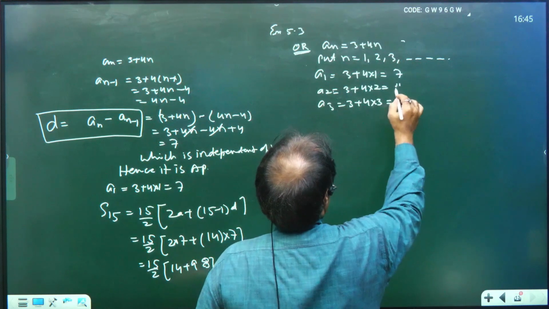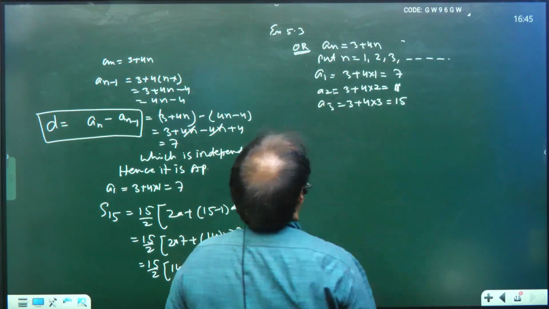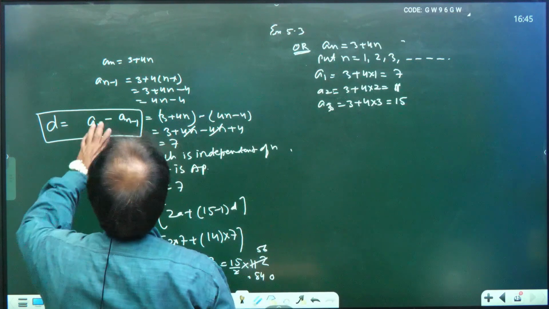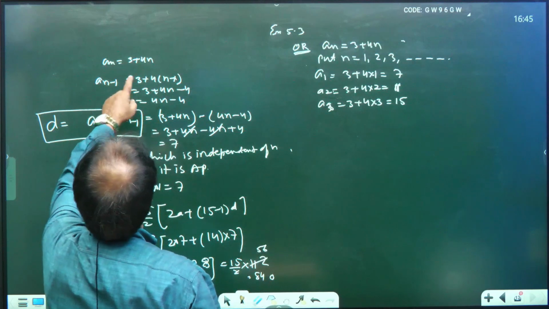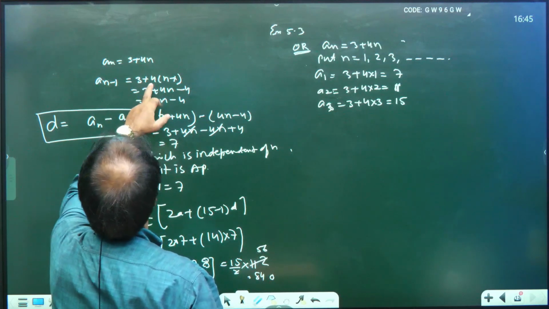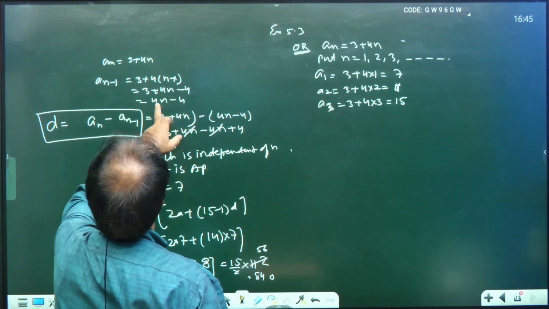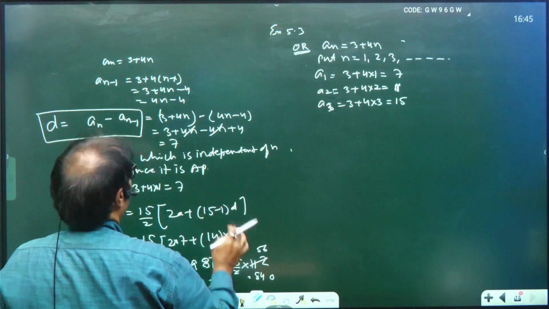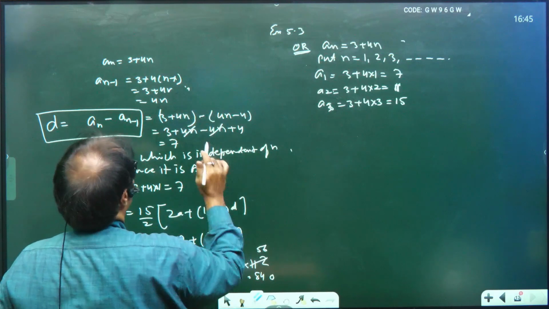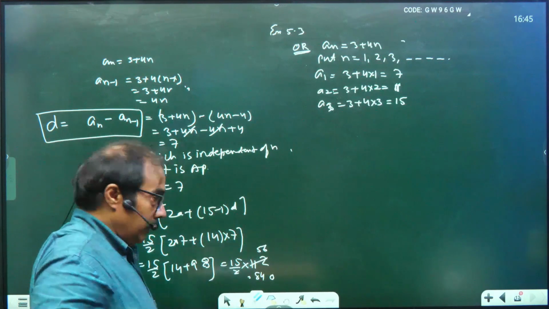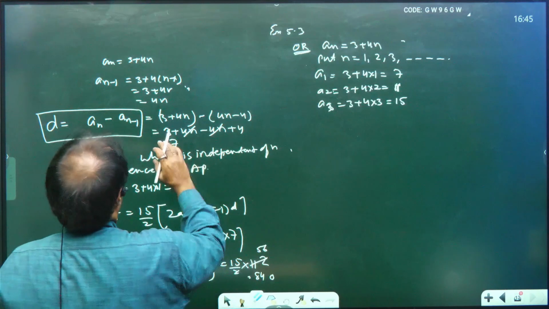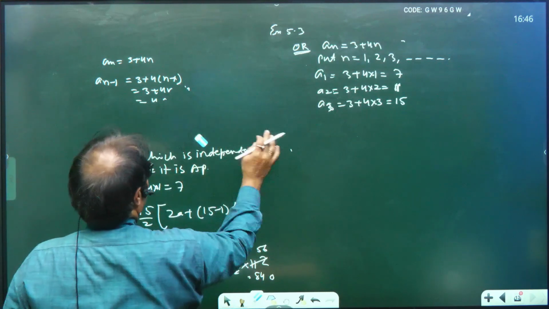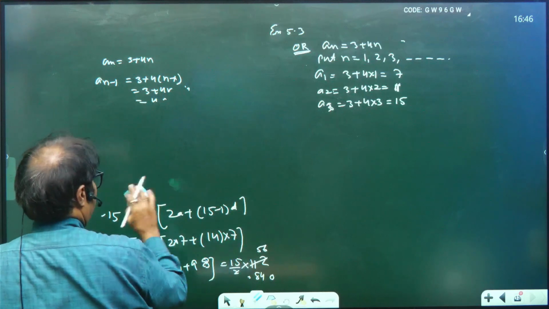It is 15. These three terms are okay. So what we have, we did something wrong. An is given as 3 plus 4n. An minus 1 is 4n minus 4. Oh, here I have written it wrong. That's why we are getting the wrong value. I will do this process again. Sorry for that. Because in both the cases, the answer should be the same.